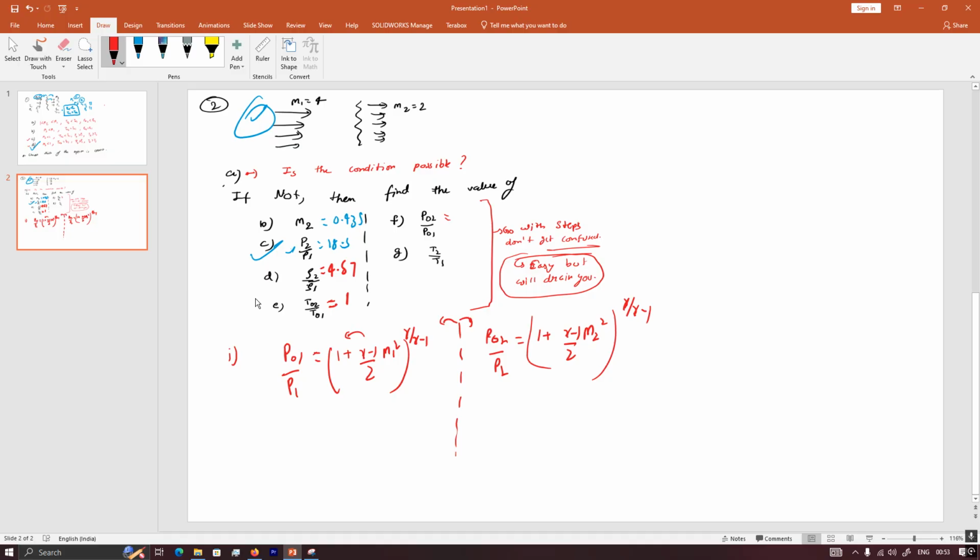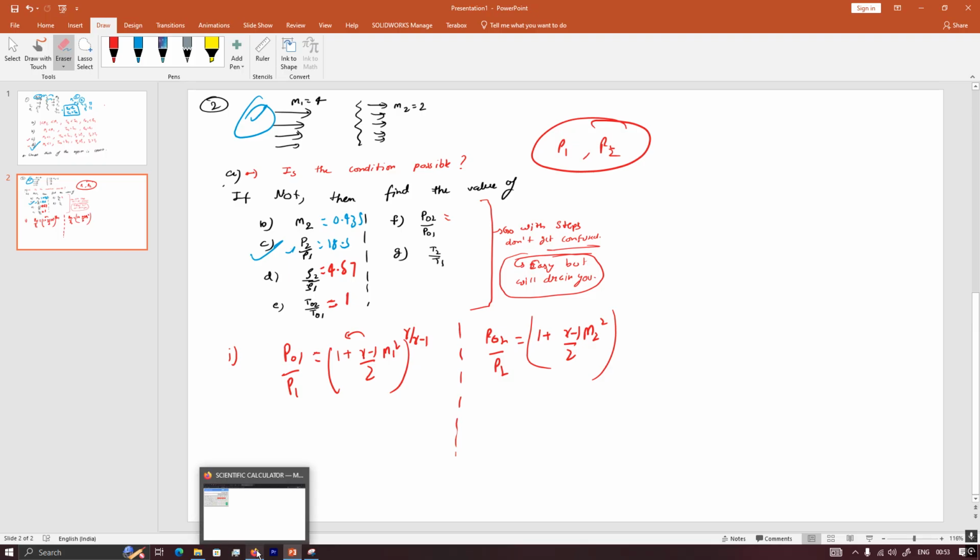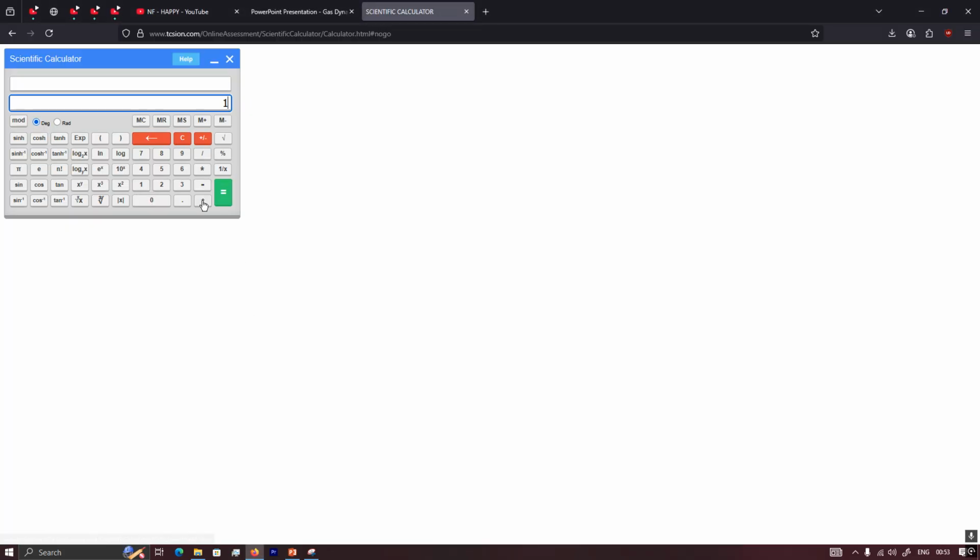Now you might be thinking, we don't know P1, we don't know P2. So how to approach this question? Just suppose this equation is equation 1. First let's calculate what the values are coming, so it will be easier. I'll calculate the values for both sides. So M1 is 4, so 1 plus 0.2 into 4 square, to the power 3.5, that is the value of gamma upon gamma minus 1 for 1.4 value of gamma.